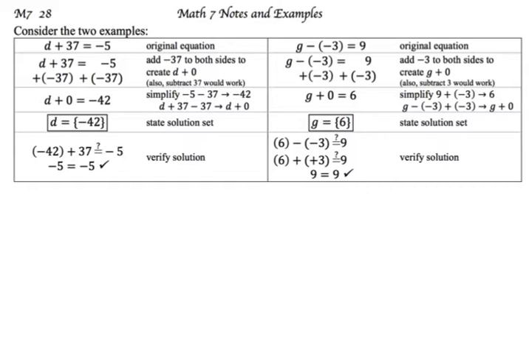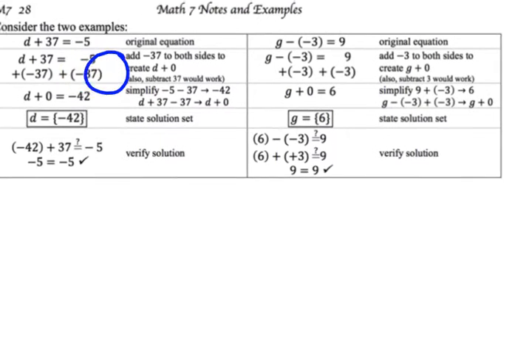d plus 37 equals negative 5. That's the original equation. We're going to add negative 37 to both sides to create a 0. That's because 37 needs a negative 37 to make 0, and without that, you won't make 0. So when I do that, I get d plus 0 equals negative 42. Over here on this side, we've got negative plus negative. You get a bigger negative, remember, keep the sign.